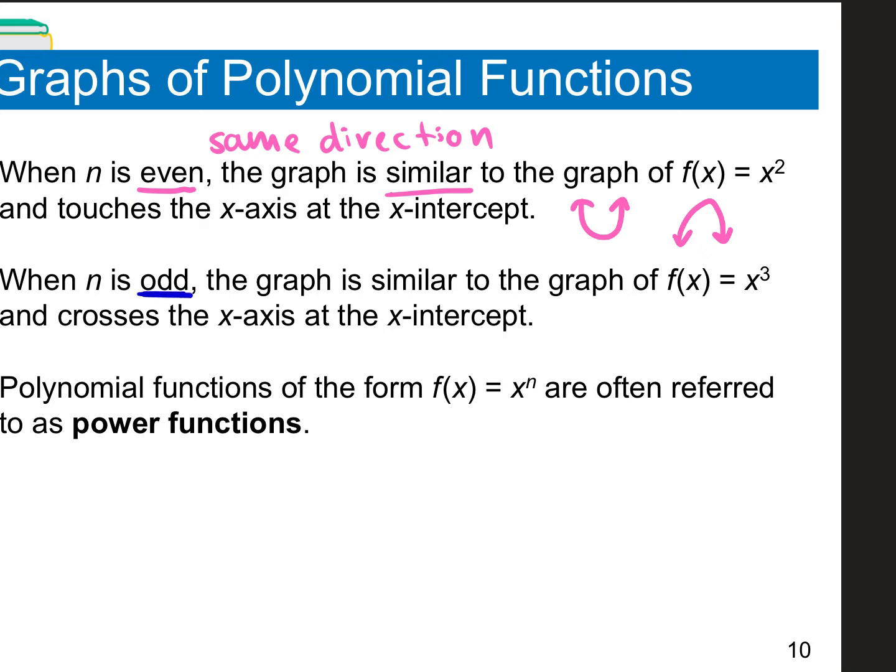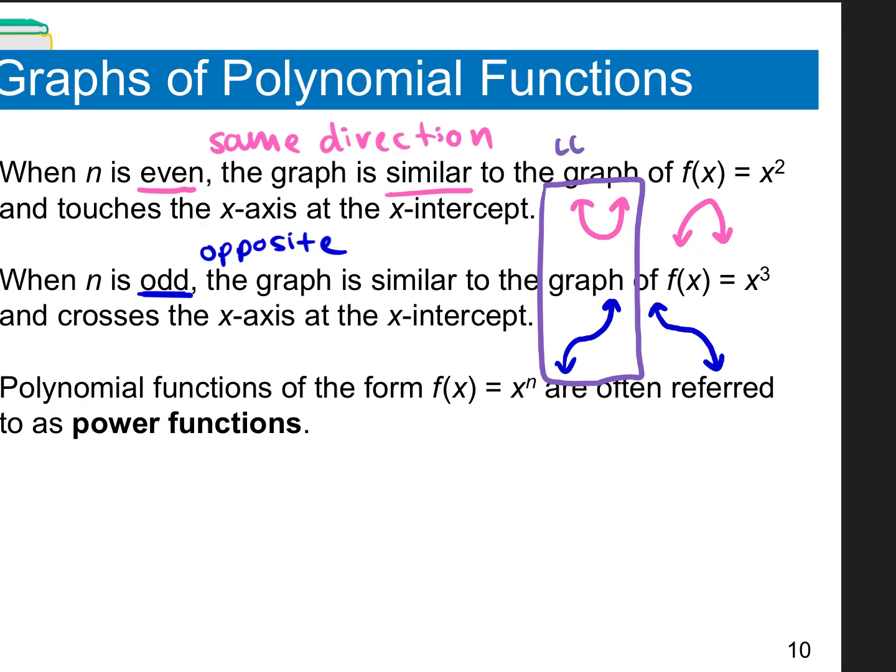When n is odd, they go in opposite directions. And it's similar to the x cubed graph. So our graph could either look like this, if it's positive, or it would go the opposite way if it's negative, something like that. So both of these graphs are when our leading coefficient is positive. And then both of these graphs are when our leading coefficient is negative.